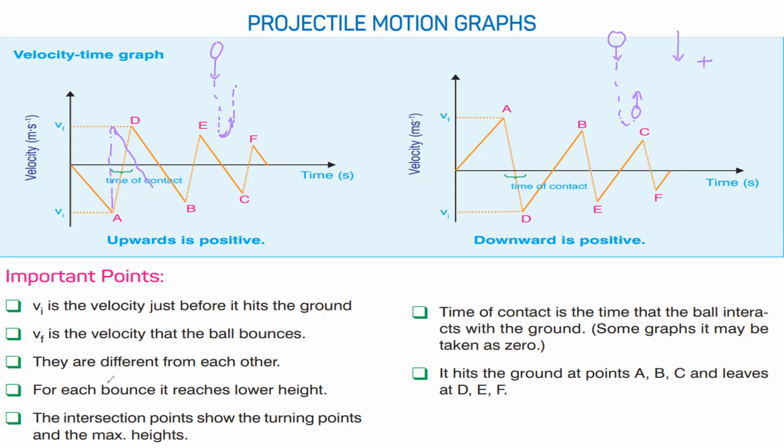Some important points here. V initial is the velocity just before it hits the ground. V initial is here, touching the ground at position A, and we have different important points: it hits the ground at points A, B, C. As you see, A, B, C touching the ground, and then D, E, F showing you another one. Okay, let's continue.